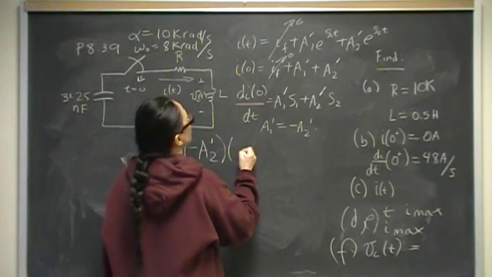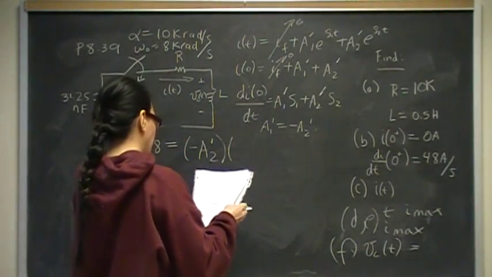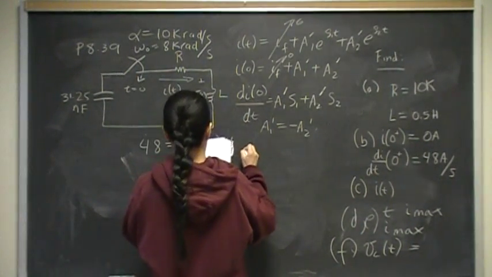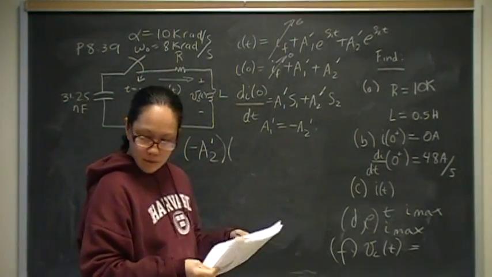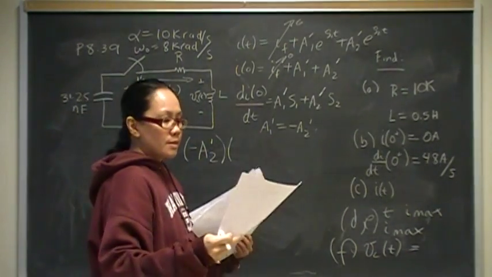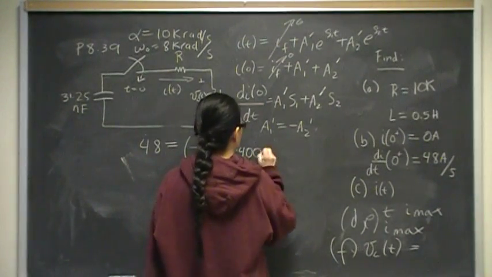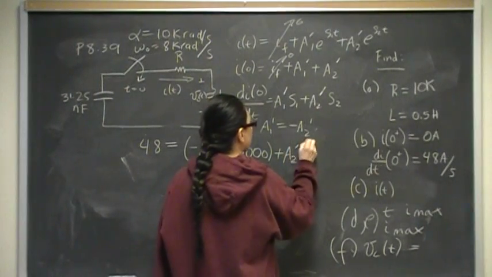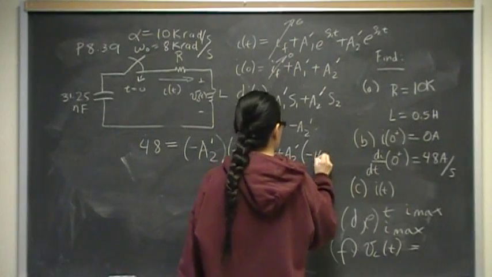Call that negative A2 prime times S1. I erased it, so I have to pull up my sheet. So S1 is negative 4,000. Hang on. S1 is negative 4,000 plus A2 times negative 16,000.